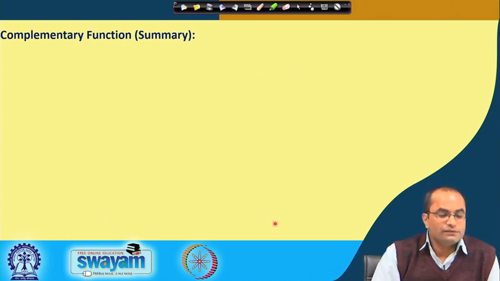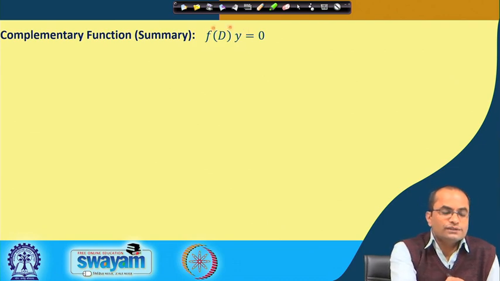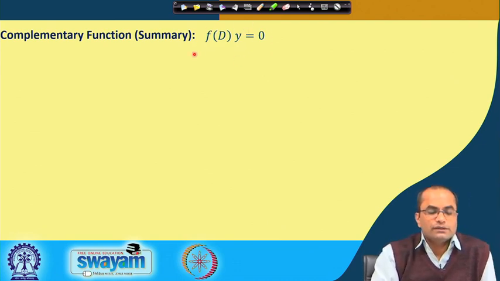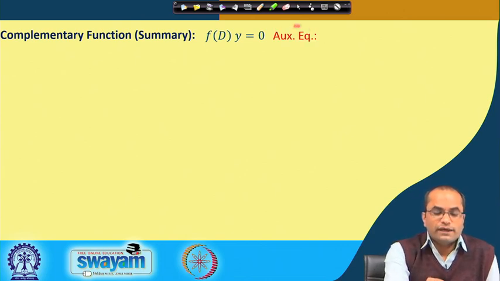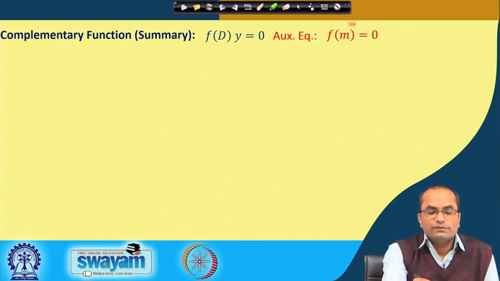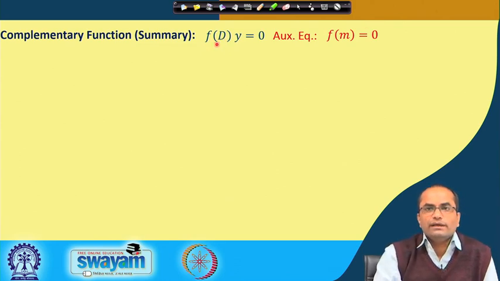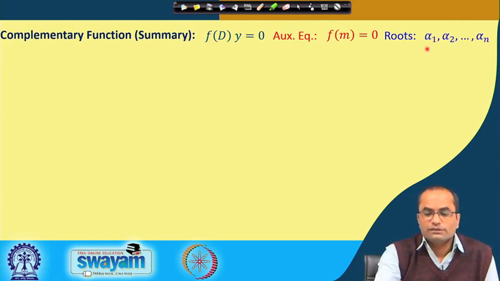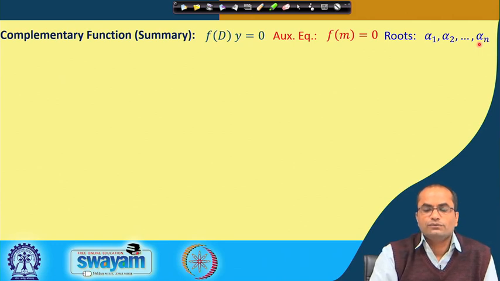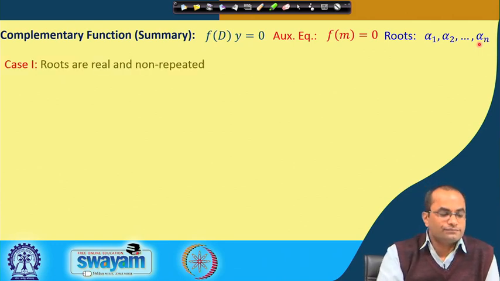So, to summarize everything about the complementary function: we have the given differential equation f(D)y = 0. We need to first write the auxiliary equation, that means f(m) = 0. We will just replace D by m, and the roots of the auxiliary equation will be given by alpha 1, alpha 2, up to alpha n.